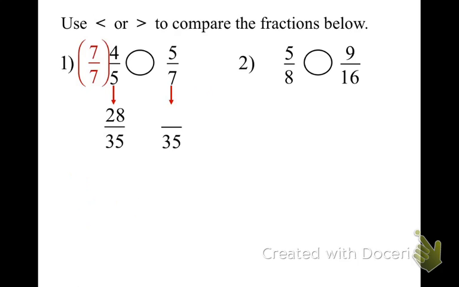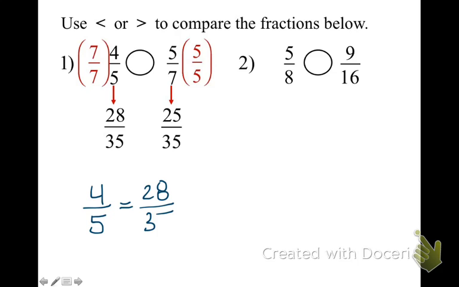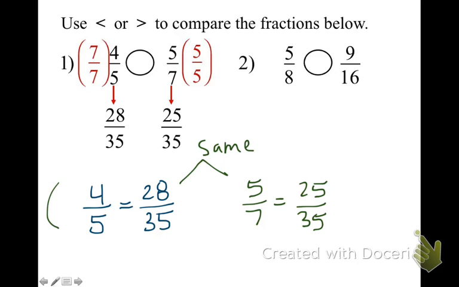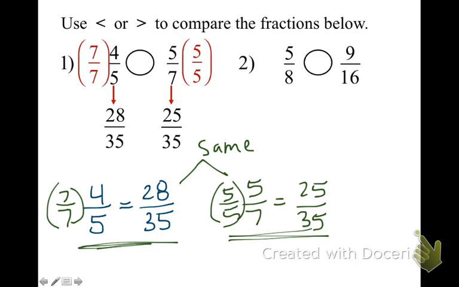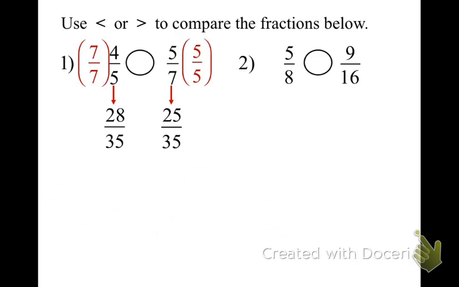Now, for our 5/7, I multiply it by 5, and this will turn into 25. So remember, these are equivalent fractions. 4/5 is the same thing as 28 over 35. And 5/7 is the same exact thing as 25 over 35. They are the same. We just multiplied this one by 7 and 7, multiplied this one by 5 and 5. Same and same. Equivalent fractions.